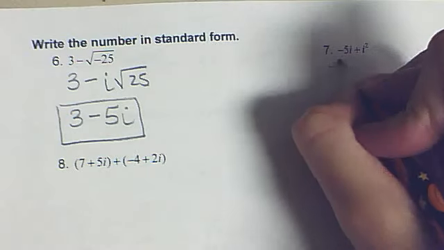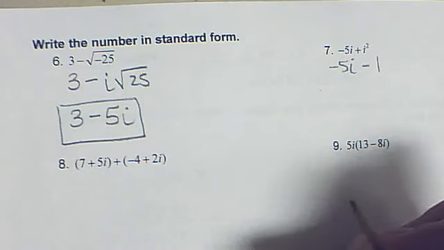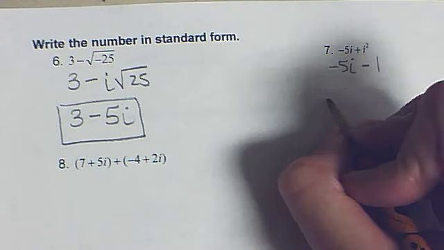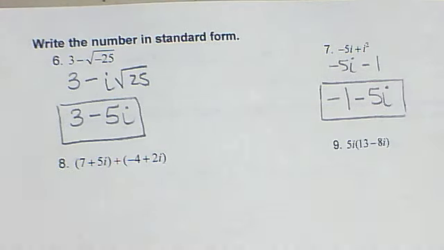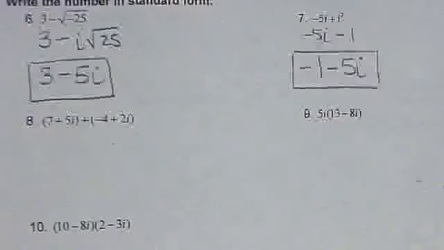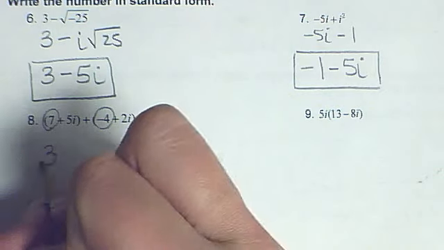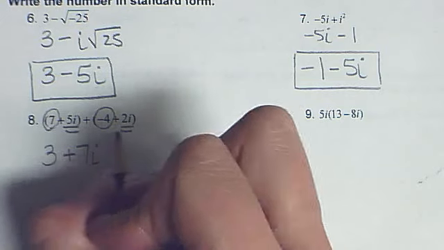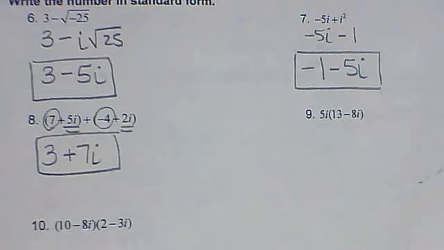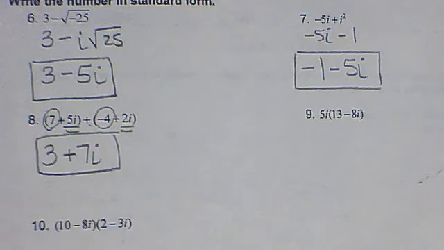The next one, I've got negative 5i, which can stay, nothing I can do with that one, and i squared, which is negative 1. This answer is not in standard form, so I want to rearrange it to say negative 1 minus 5i, and now it is in standard form, and I'm done. Number 8 is an addition problem, so I want to add my like terms. 7 and negative 4 makes 3. 5i and 2i make positive 7i. Again, that's in standard form, so I'm done. Watch out here. If I gave you one that was minus right here, you would want to distribute that negative sign, and if you didn't, it would be incorrect, so watch out there.